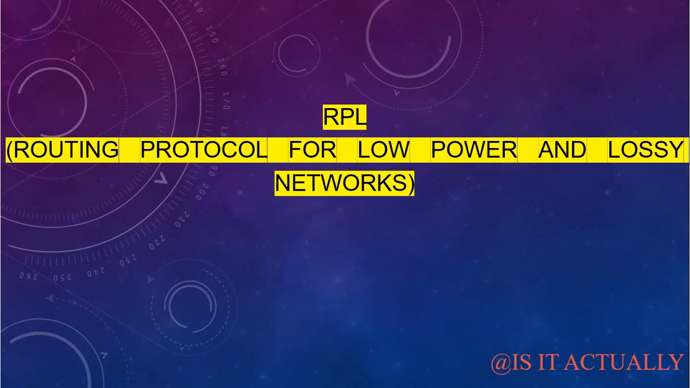The abbreviation for RPL is Routing Protocol for Low Power and Lossy Networks. As its name itself suggests, it is a routing protocol which is specially used for low power as well as lossy networks. That is a scenario where the nodes are battery operated and there is a loss of signals in the transmission. So in those areas we have to use this RPL.